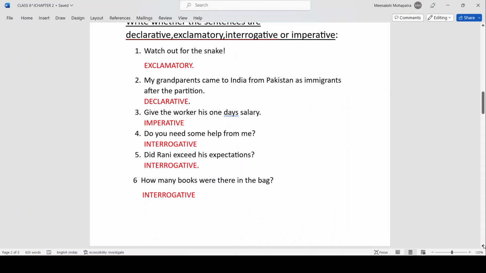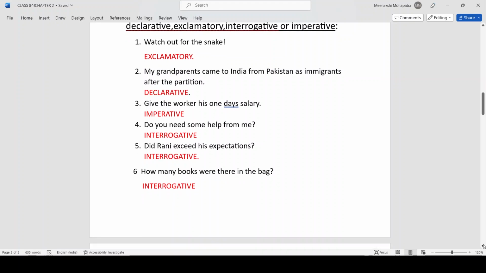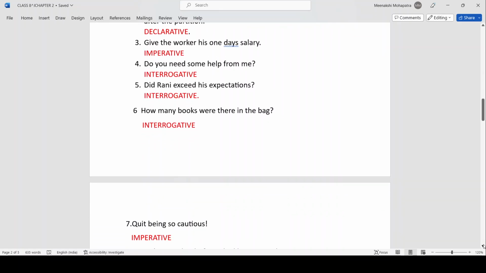Number 5. Did Rani exceed his expectations? Question mark again. So it is an interrogative sentence. Number 6. How many books were there in the bag? Question mark. Interrogative sentence. Number 7.